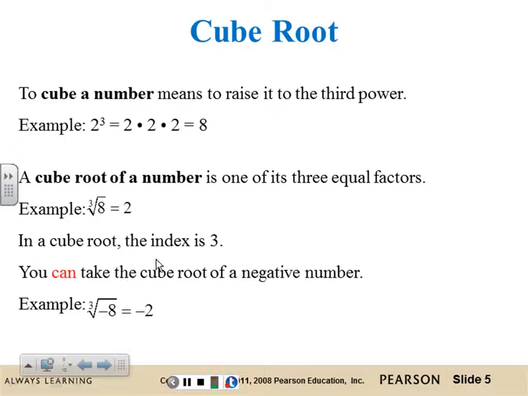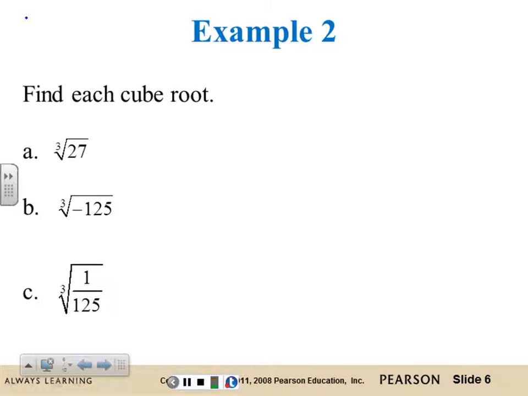In a cube root, the index, like I was saying, is 3. Whatever root you are taking, that is your index, and that tells you how many times you need to multiply a number times itself to get your radicand. You can take the cube root of a negative number. So for example, negative 2 times negative 2 times negative 2 is negative 8. So you cannot take the square root of a negative number, because every time you square a negative you're going to get a positive. But you can take the cube root of a negative number, so keep that in mind. Alright, so find each cube root.